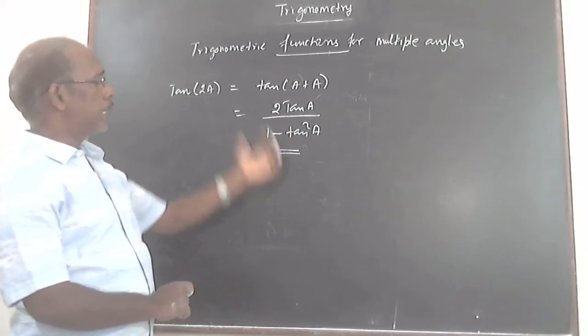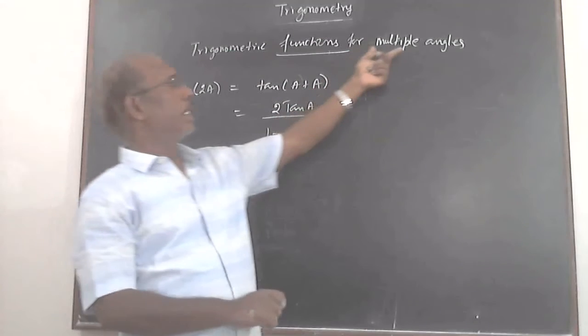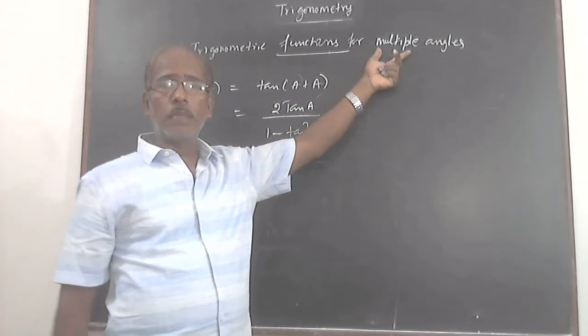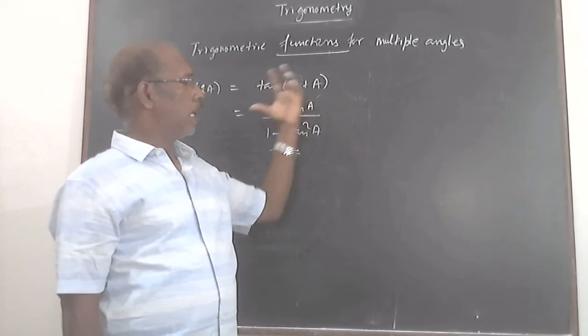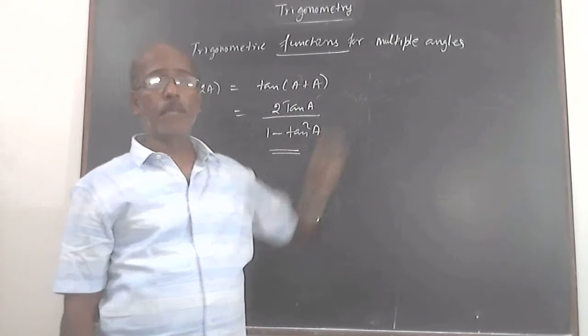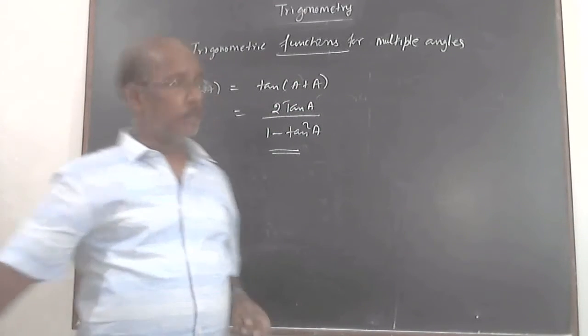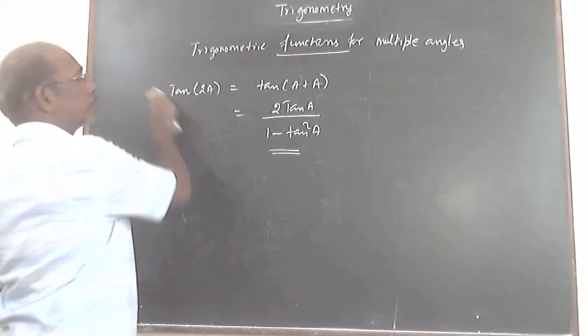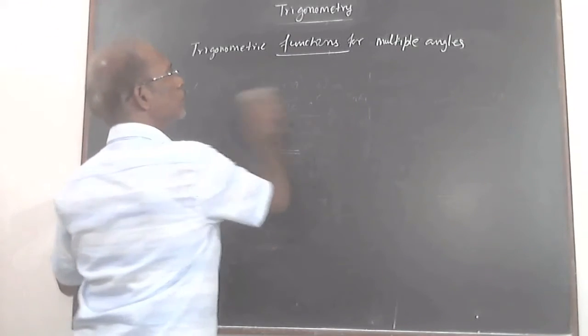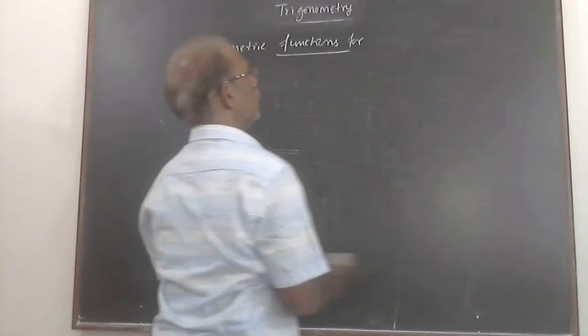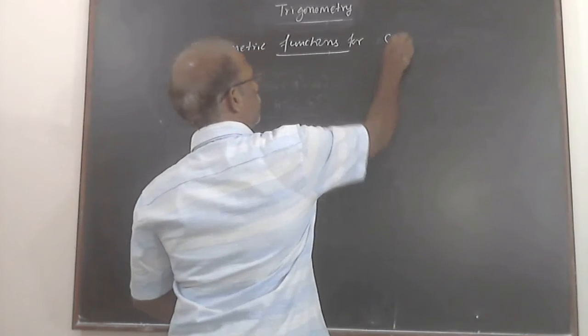The same identities can be converted for sub multiple angles instead of multiple angles. So next we will set a formula for the sub multiple angle. So we can continue now. Here, instead of multiple angle, we take the sub multiple angle.